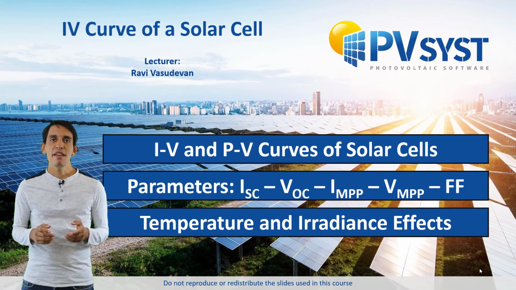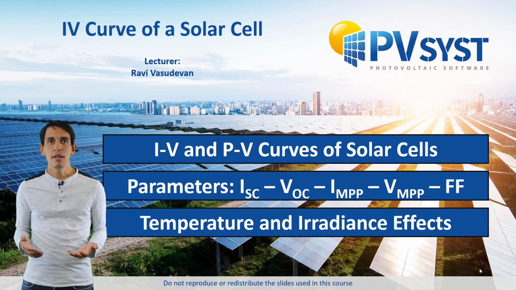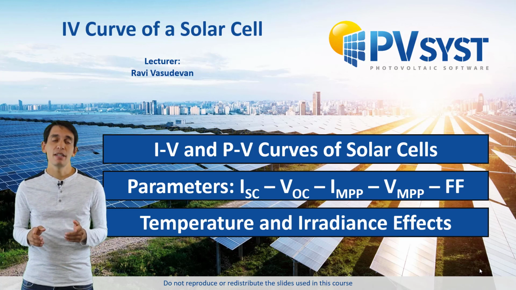We have discussed the IV and PV curves of a solar cell. We also explained terms like VOC, ISC, IMPP, VMPP, and fill factor. Then we demonstrated how these curves change according to irradiance and cell temperature. The ISC will be affected by irradiance, and the VOC will be affected by the temperature.